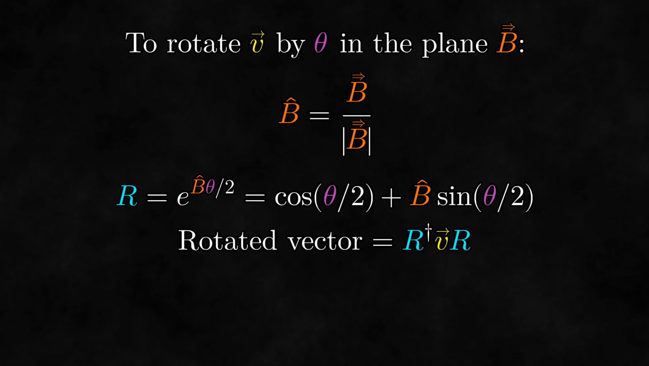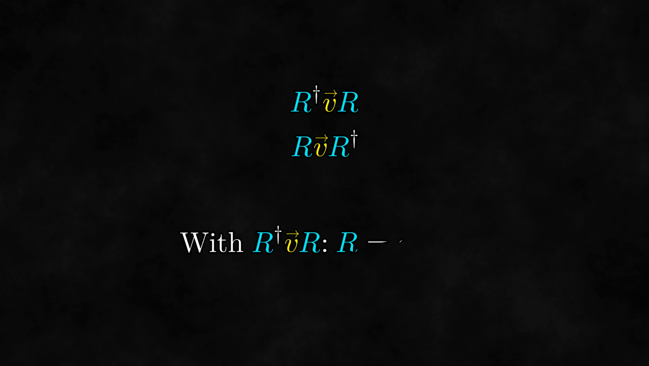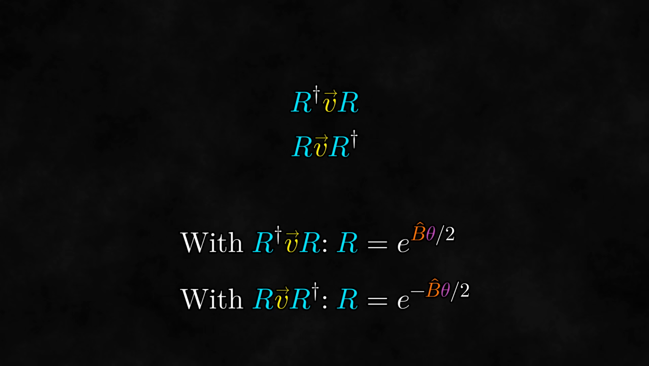I should probably mention at this point that this formula is a bit different than what you will usually find in the literature. Traditionally, the rotor vector sandwich product is written r v r dagger rather than r dagger v r. Which version we use is a matter of convention, and either way works as long as you change a couple of signs in certain places. I prefer r dagger v r because of the implications this convention has on how we build rotors. With r dagger v r, the rotor representing a rotation by theta is e to the b hat theta over 2. With r v r dagger, the rotor representing a rotation by theta is e to the minus b hat theta over 2. By using r dagger v r, we avoid this minus sign.